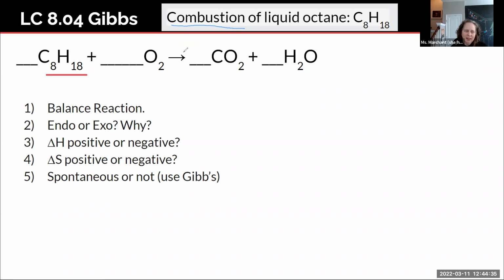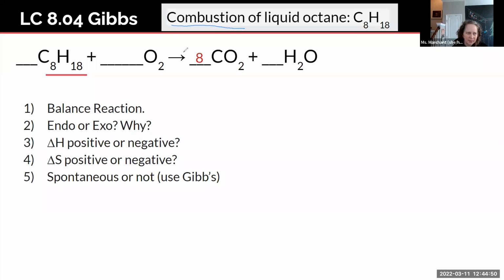Okay, so again, it's a combustion. So what does that tell us? That tells us that we have to balance in CHO order. Balance the carbons, then balance the hydrogens, and then balance the oxygens. So I see I have 8 carbons on the left, so I need 8 carbons on the right. I see I have 18 hydrogens on the left, so I need 18 hydrogens on the right. 9 times 2 is 18.